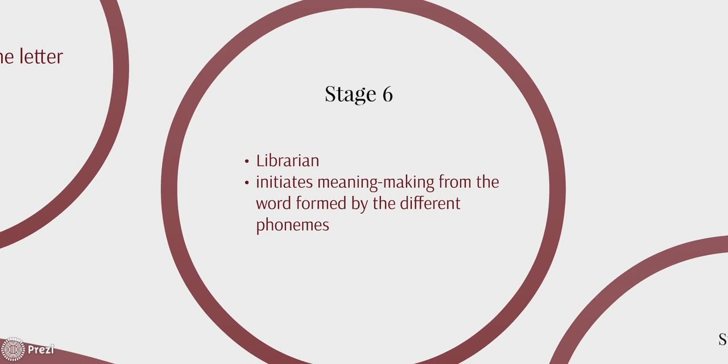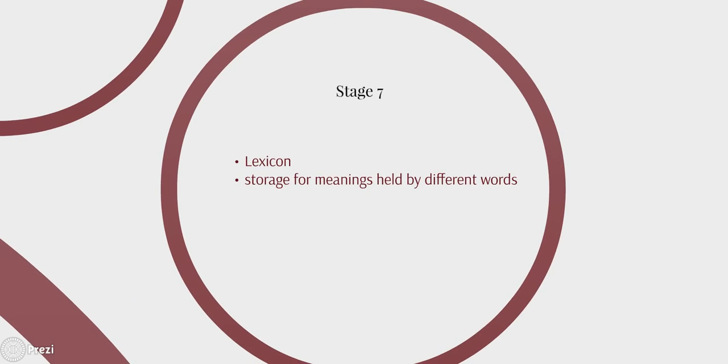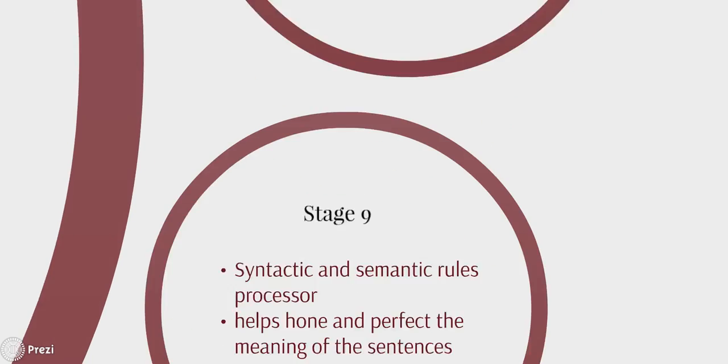Stage 6 is the librarian. As I'm putting these sounds together, this is now giving me some type of interpretation or meaning making of these letters put together. The lexicon is a storage for meaning held by different words. So this will be like the dictionary for your brain. Okay. Stage 8, the primary memory. Once the meaning is attached to the word, now we're ready to put these together and form sentences.